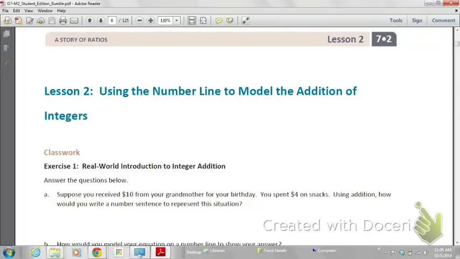Welcome to Lesson 2 in our study of rational numbers, Module 2. And the title of our lesson today is Using the Number Line to Model the Addition of Integers.